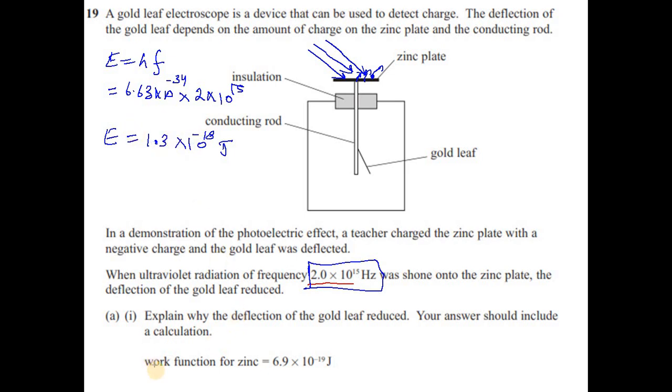And if you see at the bottom of the question, the work function of the zinc is 6.9 × 10^-19 joule. This is the work function, that means the minimum energy required to emit an electron from the metal. So clearly your incident photon energy is greater than the work function. That's why electrons come out from the zinc plate and reduce the charge on the gold leaf and the conducting rod. That's why deflection reduces.